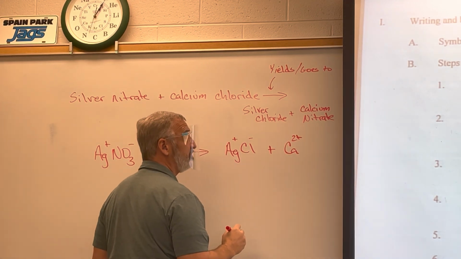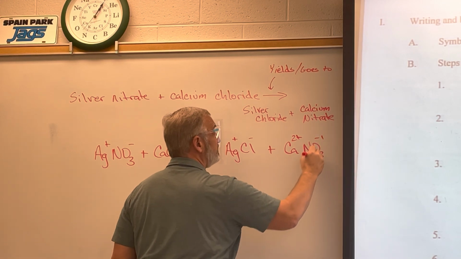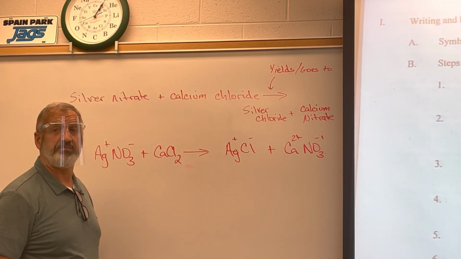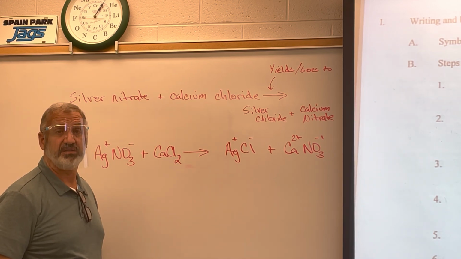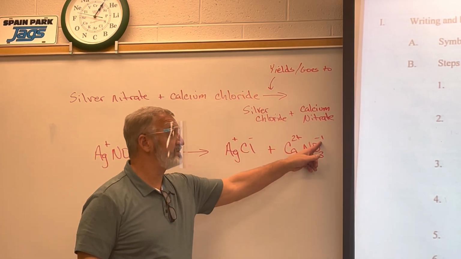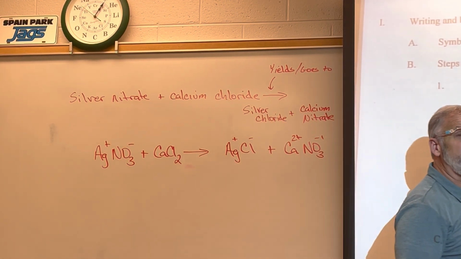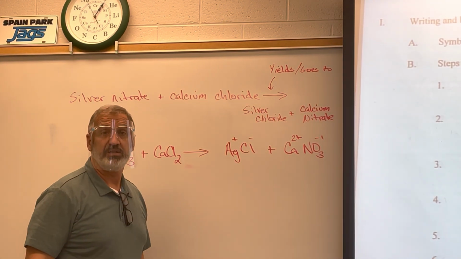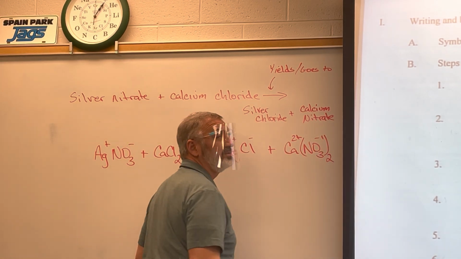What's nitrate? NO3 -1, right? So what do I do there? I need 2 nitrates, because I have a +2 and a -1. I have to balance the formulas first, balancing my oxidation number. So what's the formula going to be? Ca(NO3)2, NO3 in parentheses, 2.